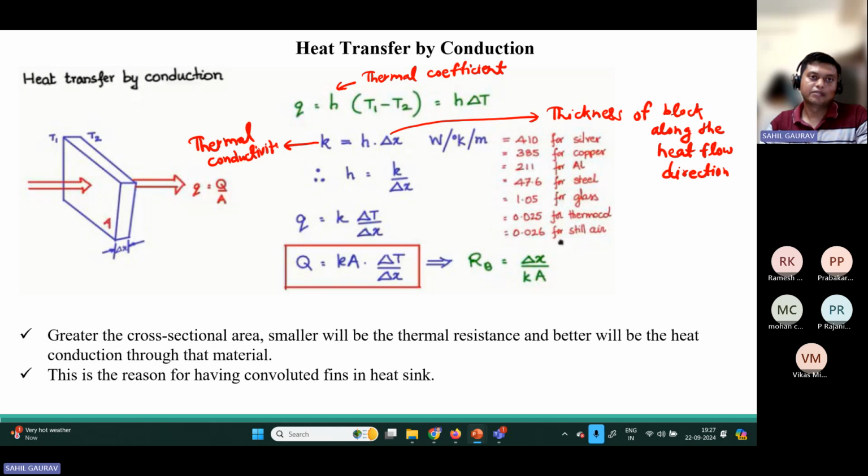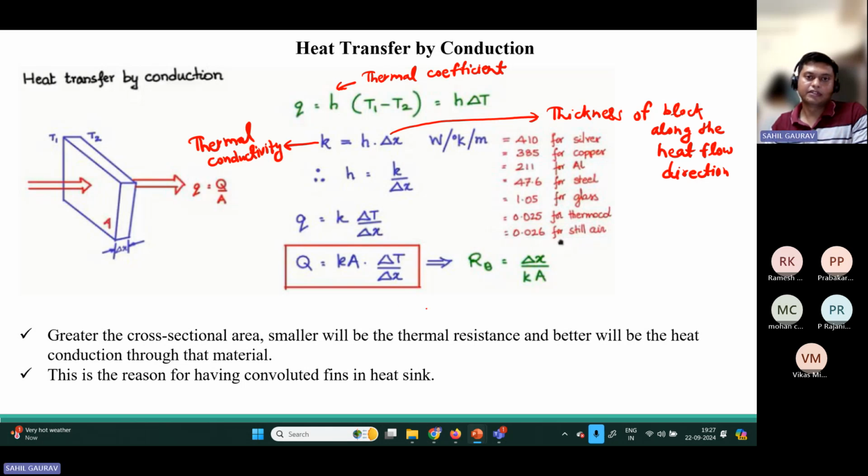So there are some terms you have to keep in mind. Thermal conductivity is the multiplication of the thermal coefficient with the thickness of the block, so the unit will come as watt per degree Kelvin per meter. Therefore, this thermal coefficient can be written in terms of thermal conductivity and thickness of block, and then heat transfer by conduction per unit area will be K into delta T upon X. If you multiply with the area, it will come out as this one.